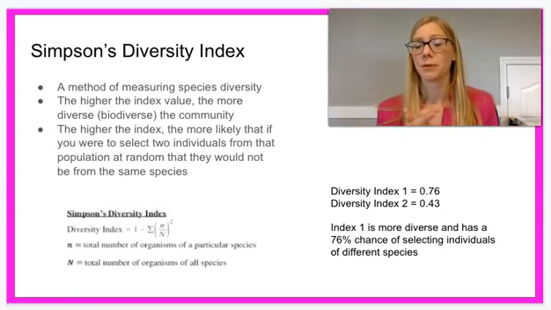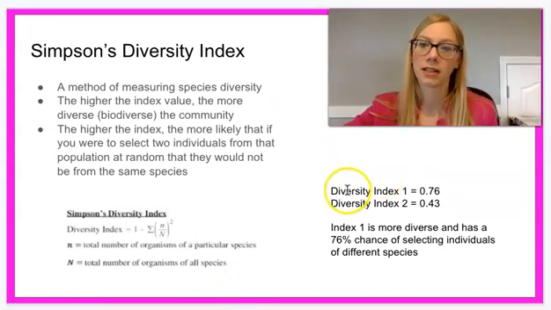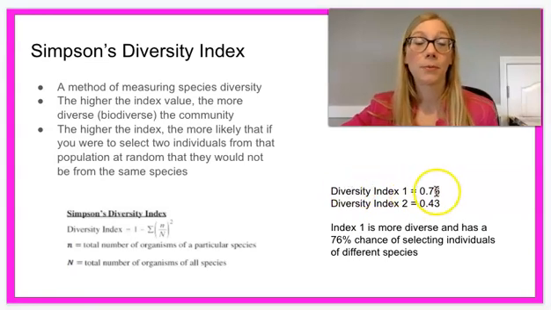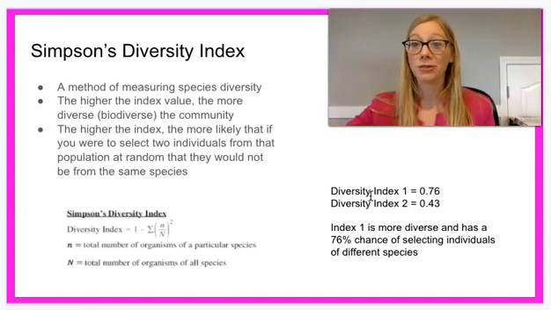So a higher number basically means more diverse. When you solve this, if you look at area 1, I just put a diversity index of 1, and you got 0.76, that'd be like 76%. There's a 76% chance that you could grab any 2 species and they would be different from each other.